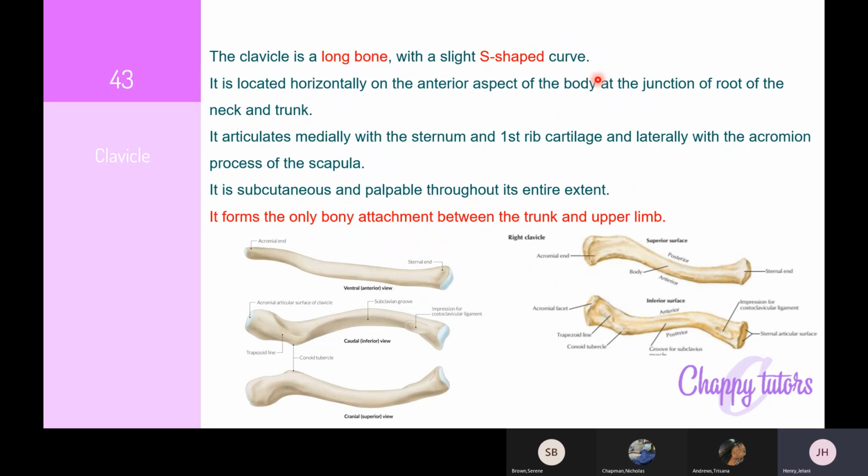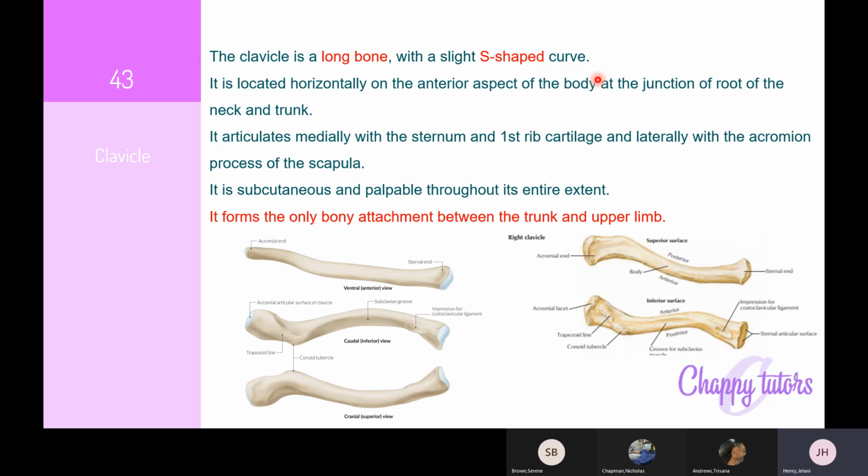The first bone that we're getting to is the clavicle. So the clavicle is a long bone, and it's slightly S-shaped, right? It lies horizontally on the anterior surface of the body, and it's located just at about the junction of the root of the neck, which is the starting point of the neck, right? And the trunk.